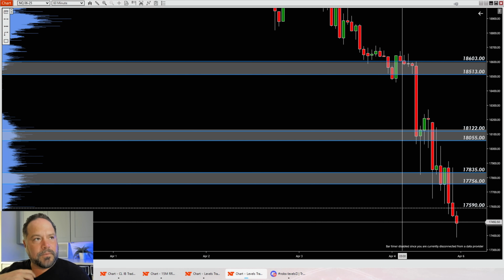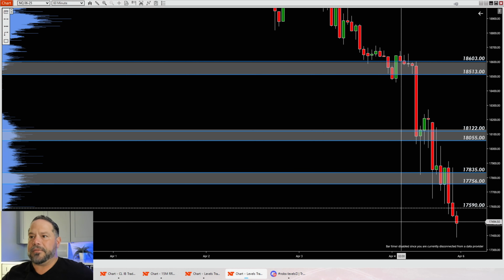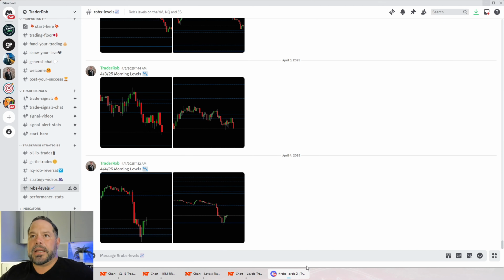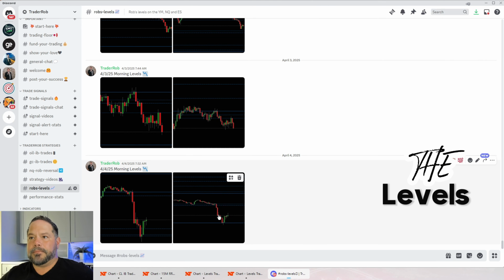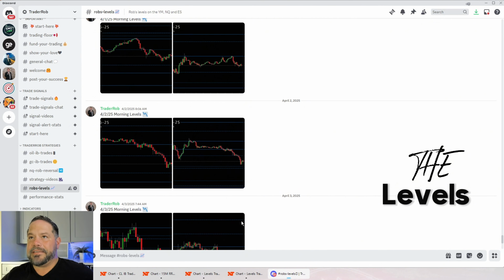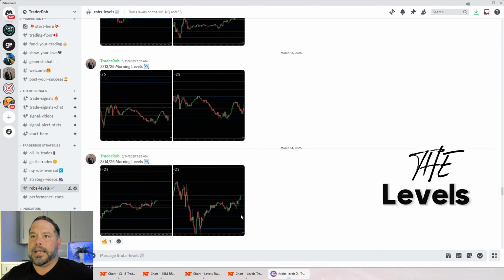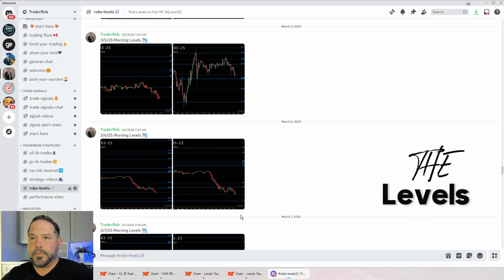So how to go about this? Well, if you guys have been following on my Discord, I post my levels. These are my daily levels. So this is my 5 and 15 minute. I post these every single day, about an hour before the market opens. That's free on my Discord, which is free to join. And you guys can take a look and see the levels that I'm coming up with, and then you can start comparing them to the levels that you are marking off.